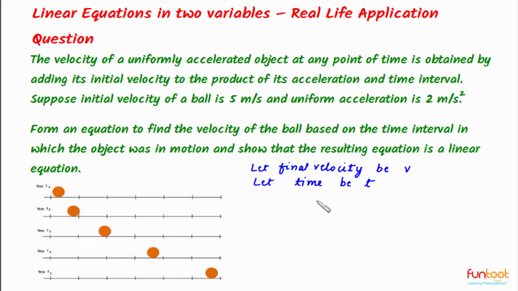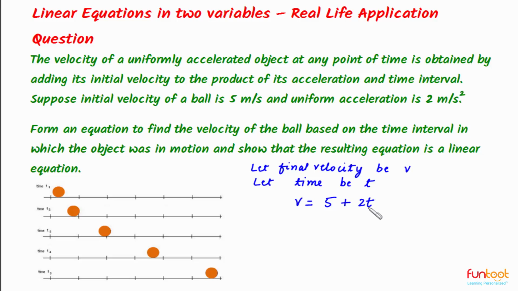So for forming the relation, let's look at the question. The question says, the velocity of a uniformly accelerated object at any point of time is obtained by, so that means final velocity is equal to adding its initial velocity to the product of its acceleration and time interval. So here we will add the initial velocity, which is given to be 5, to the product of acceleration, that is 2, and time. So that means here we will have 2t. So v is equal to 5 plus 2t is the relation which we have obtained from the question.